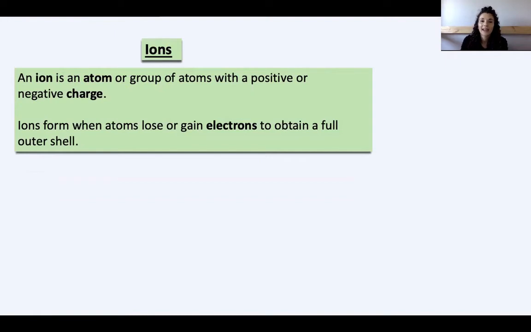An ion is an atom or a group of atoms with a positive or a negative charge. And the way that an atom gets this positive or negative charge is by either losing electrons or gaining them. Often atoms will do this to obtain a full outer shell. Atoms really want a full outer shell because that's how they are most stable. So they always want to get a full outer shell.